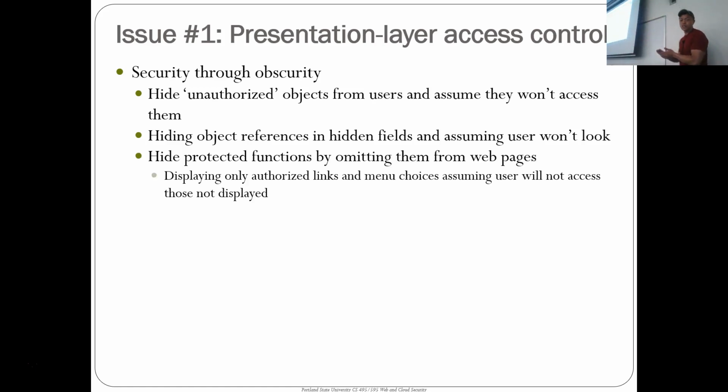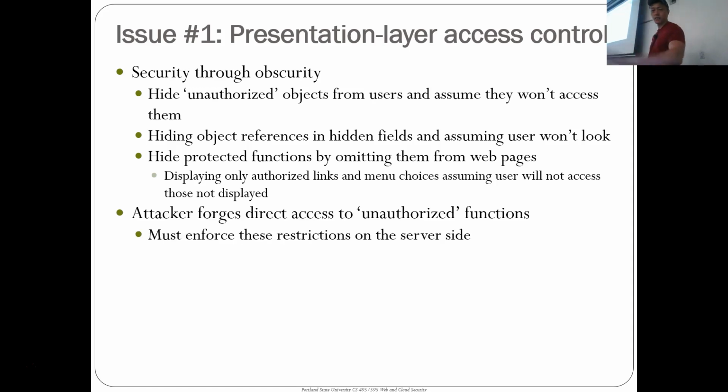Hiding protected functions by omitting them from web pages, assuming people won't access them. So if you have an admin path in your web app, and you think, oh, that special admin URL that no one else is going to know about, I'm just going to leave it in there, and I'll know about it, but no one else will be able to access it. Turns out people will brute force to find these paths and then find the hidden link.